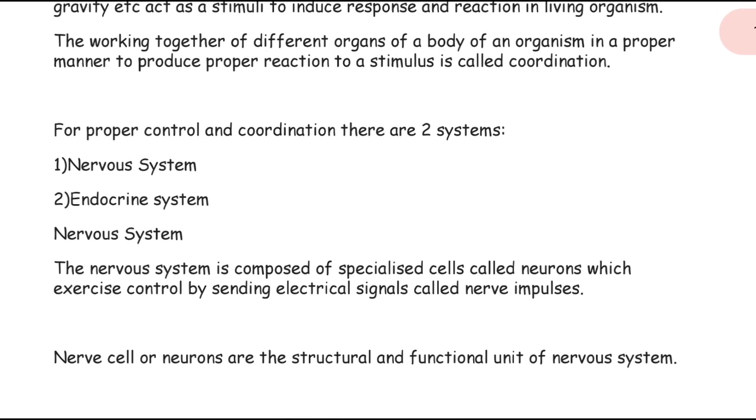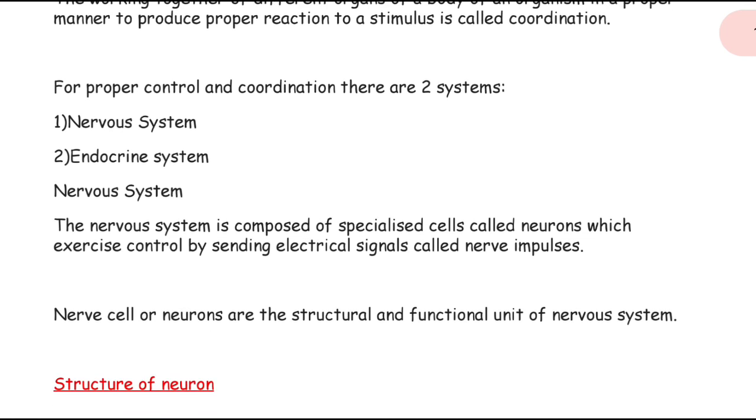For proper control and coordination, there are two systems required. First is the nervous system and second is the endocrine system. So first of all, we discuss the nervous system.